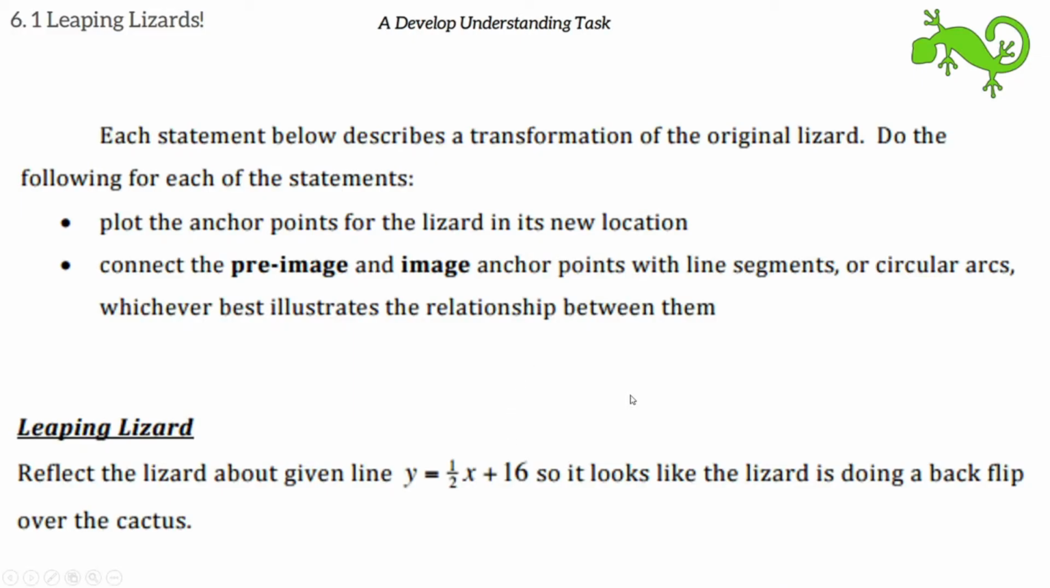Okay, our last transformation will be a reflection over a given line. So we're going to take all of those anchor points and we're going to reflect them over a given line. So let's read the problem here. Leaping lizard. Reflect the lizard about the given line, y equals 1/2 x plus 16. So it looks like the lizard is doing a backflip over the cactus. How creative. Okay, so let's remember y equals 1/2 x plus 16.